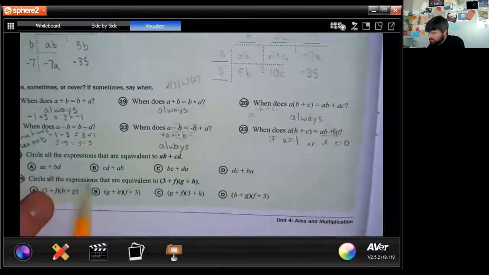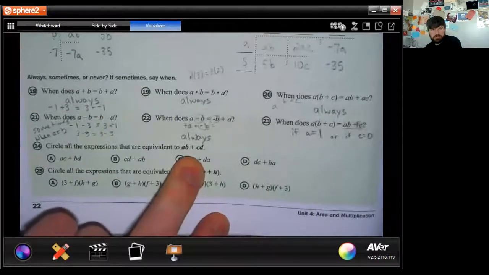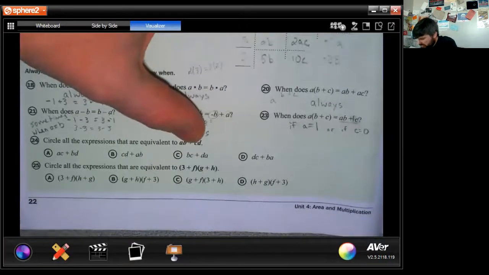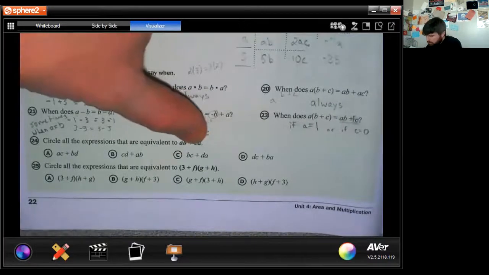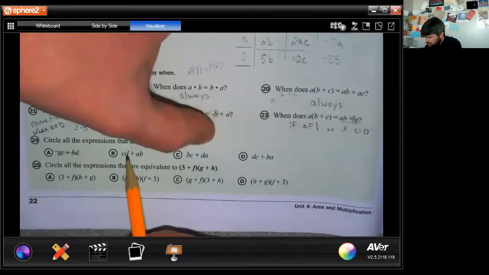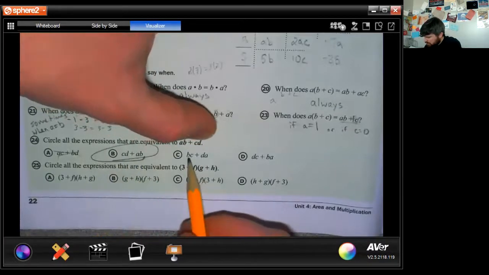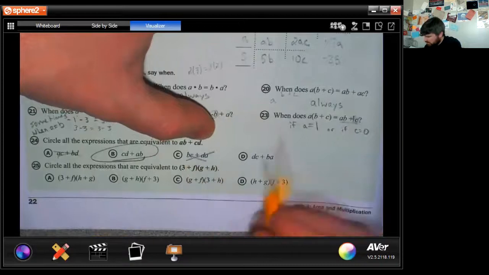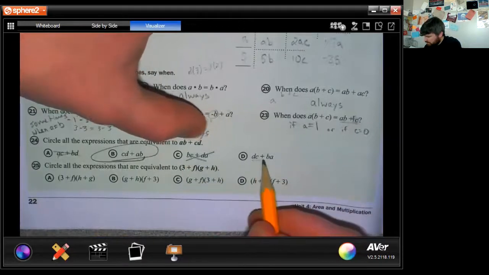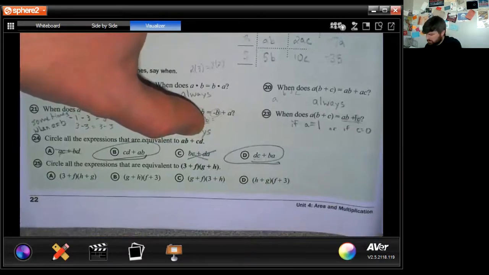Circle all the expressions that are equivalent to ab times cd. Okay, so you're multiplying ab and cd. So this is a times c, and I'm not doing that there. This is cd, which I did here, and ab. So this one works. This is bc. I'm not multiplying b and c. This is dcba. So that one works. Okay, and we can just change those orders around just a little bit.